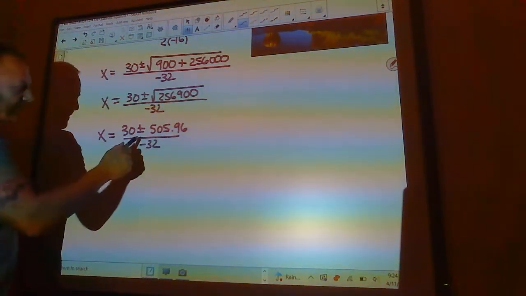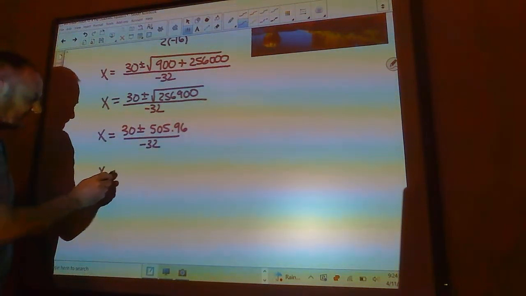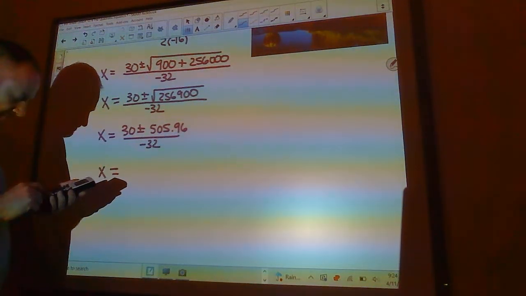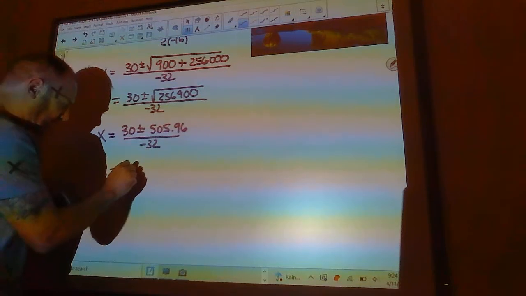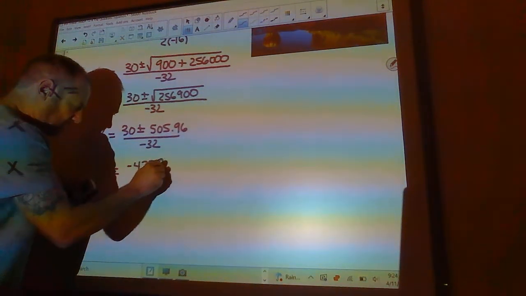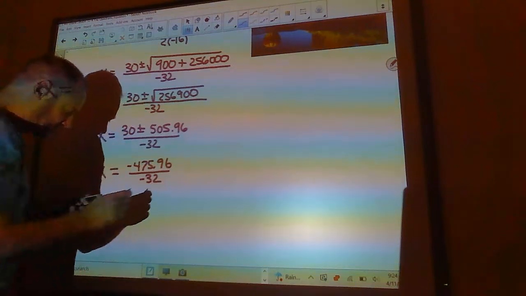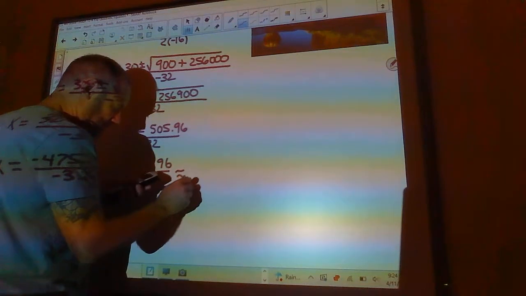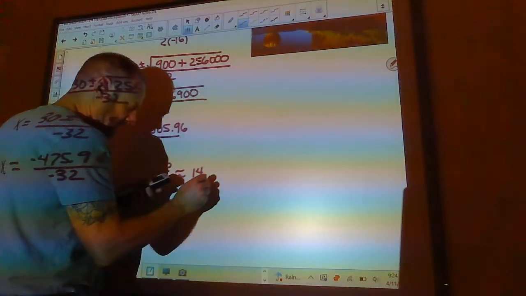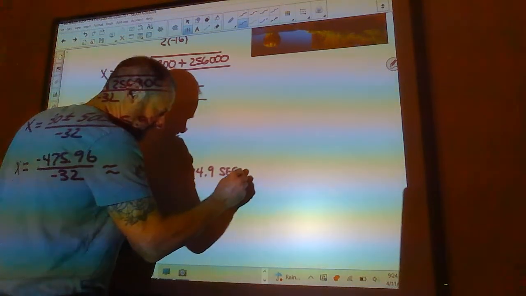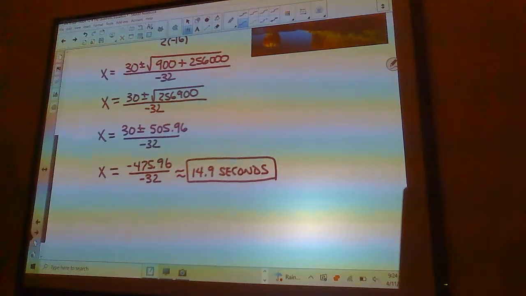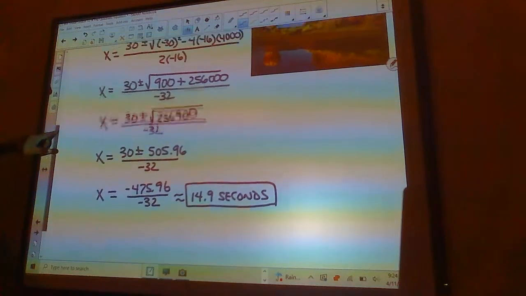Okay, so I want this top number to be negative because the bottom number is going to be negative. So I'm going to do the subtraction. 30 minus 505.96 is negative 475.96 divided by negative 32. Comes out to be about 14.9 seconds. Okay. So if he throws it down at 30 feet per second, it's going to take about 14.9 seconds to hit the water.